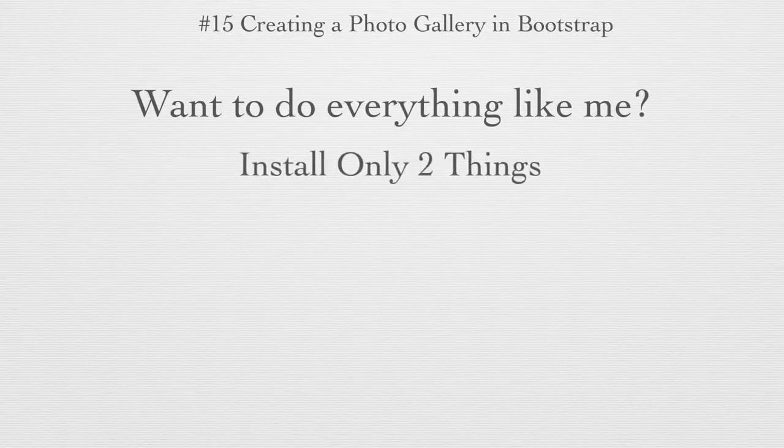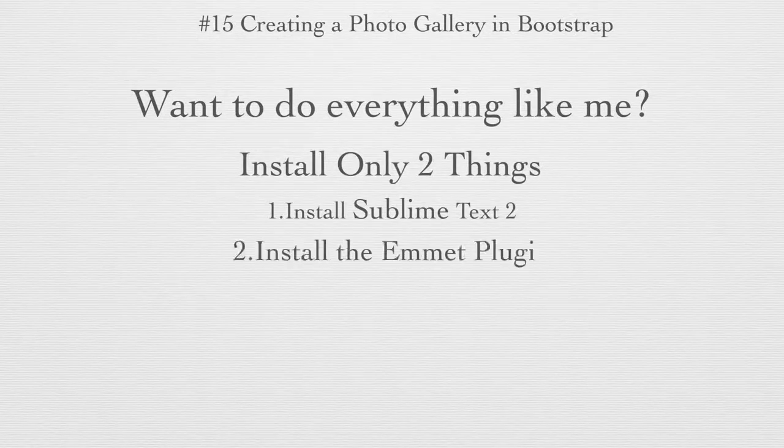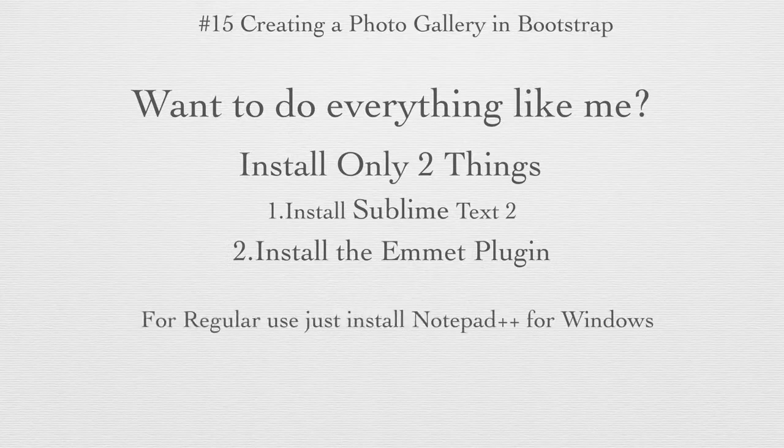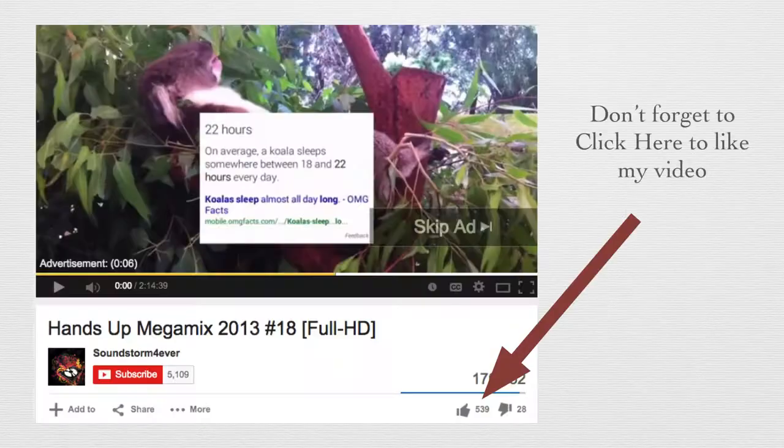Now, if you want to do everything like me, there are two things that you need to do. You need to install Sublime. All right, that's if you want to do everything exactly like me. You don't really need to. You can use any code editor you want. For those of you that need something besides Sublime, you can download Notepad++, which is free for Windows, and Text Wrangler, which is free for Mac users.